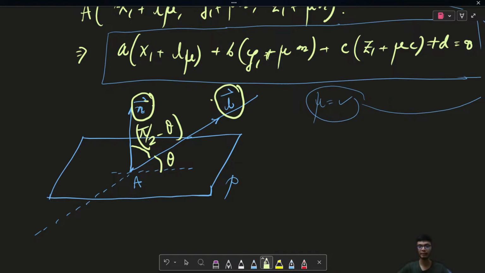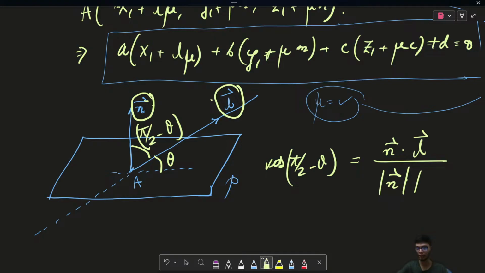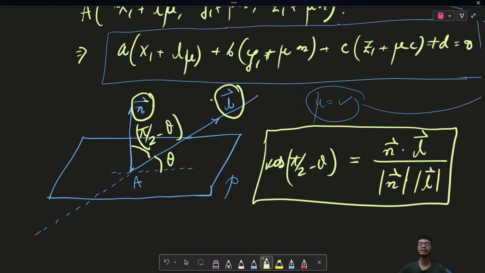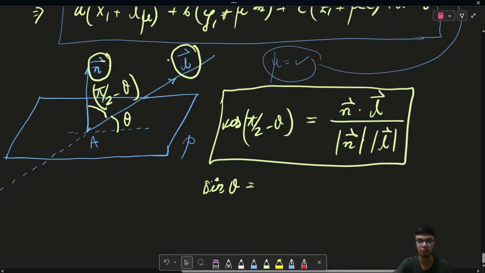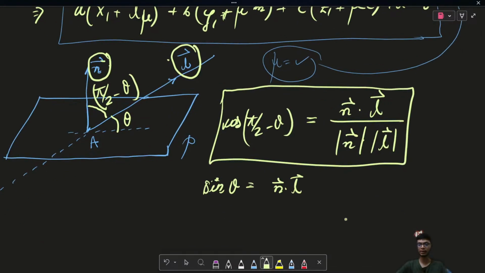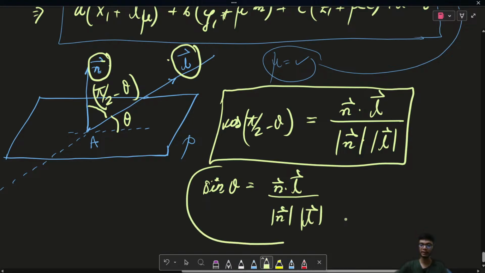So if we use this concept, then cosine of pi by 2 minus theta would be given as n vector dot L vector divided by mod of n vector and mod of L vector. Just by doing this operation, I can find out cosine of pi by 2 minus theta. So pi by 2 minus theta is the angle over here. Therefore, from here I can use trigonometry, that is, sine theta should now equal n vector dot L vector divided by mod of n and mod of L. So this is going to be the result for the vector.